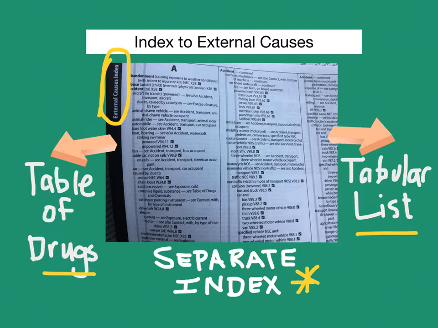You will see main terms such as accident, drowning, place of occurrence, activity, assault, exposure, falling. Again, things that are further describing the circumstances surrounding an injury. Again, we will work with these more later in the semester, but for now, please find this index, know where it is, become familiar with it. Maybe it's a good idea to pause the video right now and take a quick look.